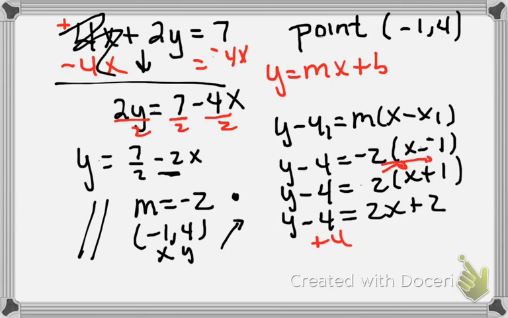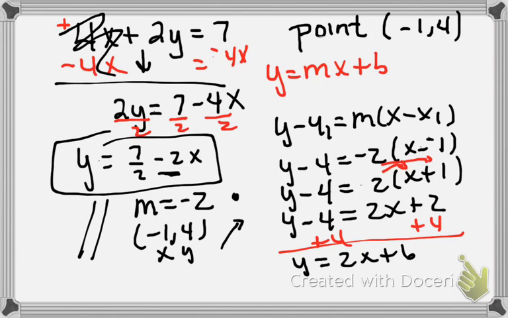Add 4 to both sides. And now I get y equals -2x plus 2. Now, if I took this equation here, I forgot the negative, didn't I? The negative here. These two have the same slope. They're both -2x. So that means they're parallel, but their y-intercepts are different.